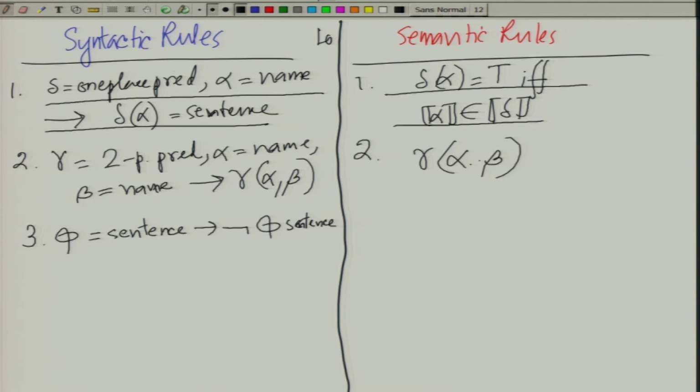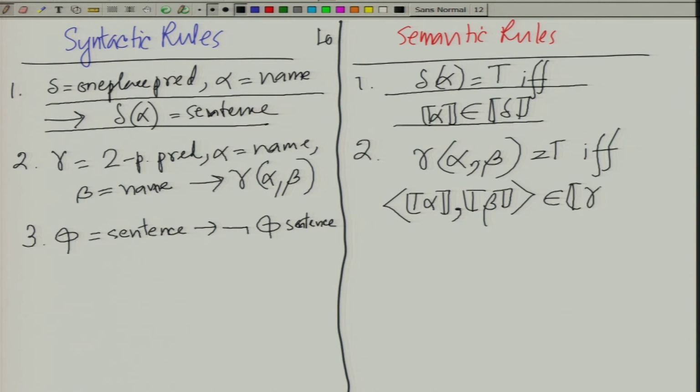This construction is true if and only if the ordered pair alpha and the ordered pair beta belongs to the reference of gamma. So, once again we can see that there is a correspondence between this and this.